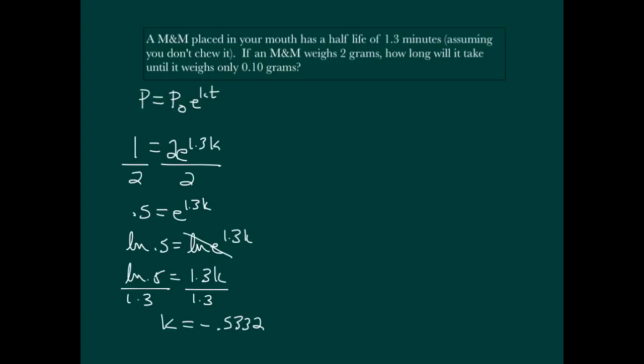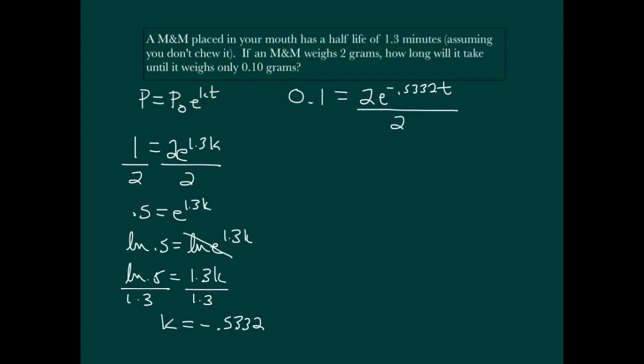All right, so now we're halfway through. Now I have k. Now I just need to find the time, the actual answer that the question is asking for. So I want to know, when will this M&M weigh 0.1 grams? I know I have an initial amount of 2, and now I know the k value is negative 0.5332, and I'm looking for time. So we actually solve it the same exact way we just solved the other one, just this is time instead of the constant.